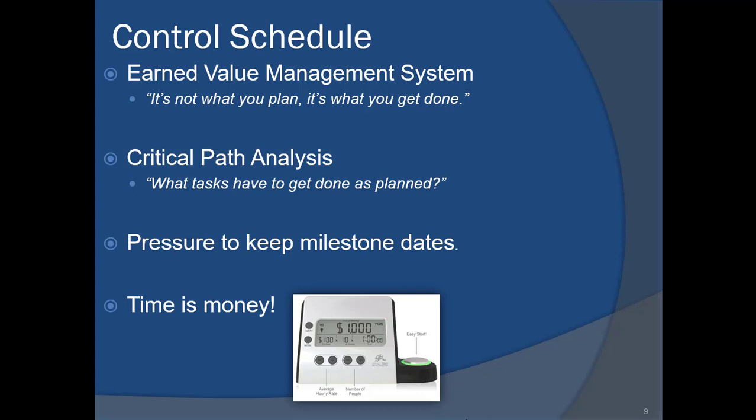So there's an earned value management system. It's not what you plan, it's what you can get done, so to speak. So essentially what you know you can actually finish and complete. There's critical path analysis of what tasks have to actually get done on the plan, meaning like an MVP or minimal viable product. What are the most intricate, crucial parts of this project that have to get done in order for this to actually be even deemed completed, right?